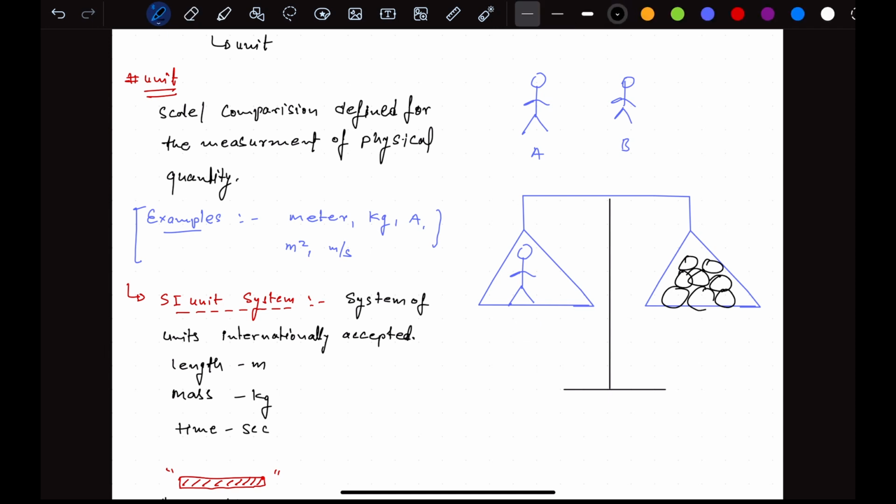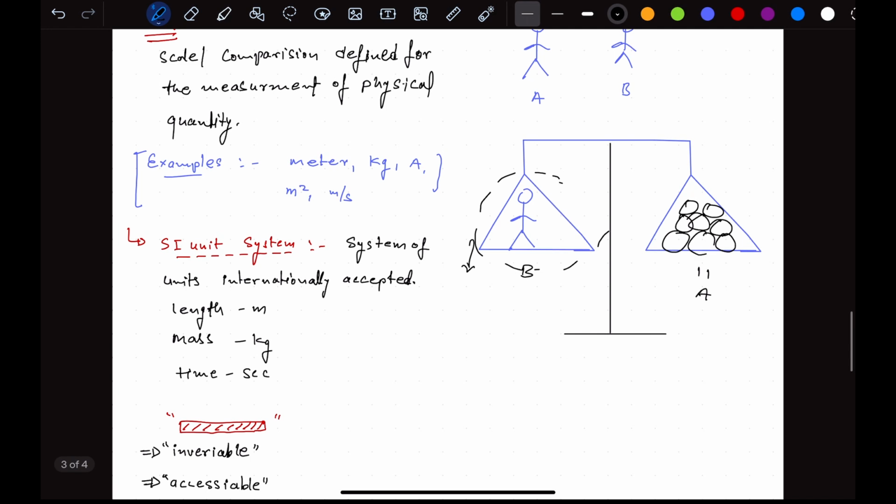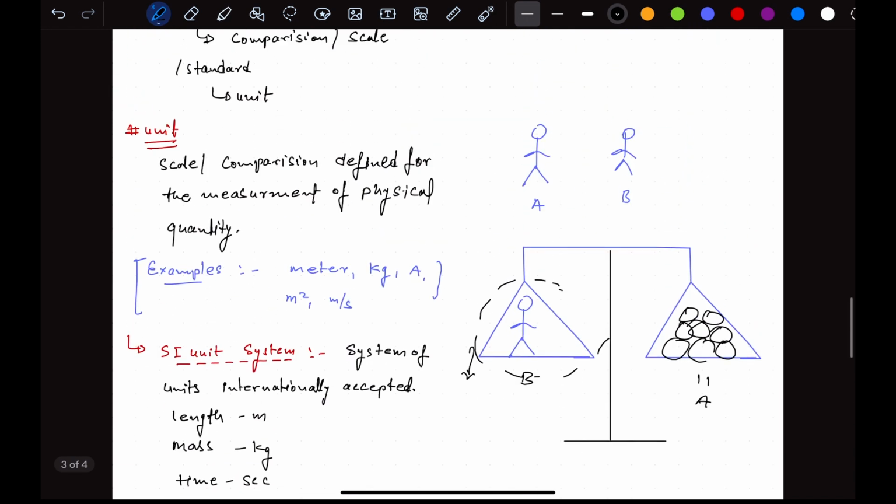Now what you will do, you will take out this person A and you will bring the person B to this side. If you are bringing the person B and it goes down, it means the mass of this person is greater than this one. That's why it is not able to balance. Now this mass is equal to the mass of A. It means mass of B is greater than mass of A. So this is how you can compare the masses.